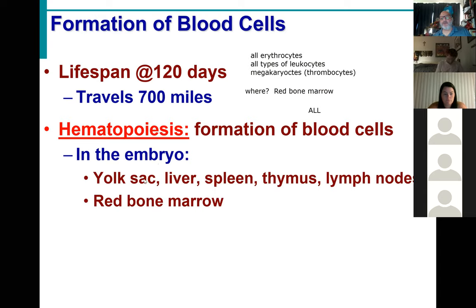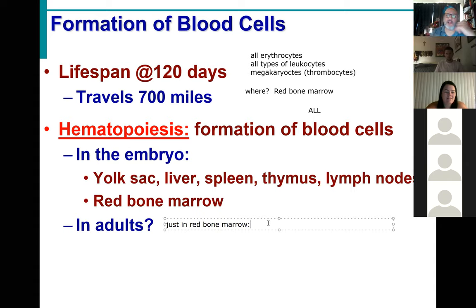In an embryo, bone cells are made, blood cells are made all over the place. The yolk sac, the liver, spleen, thymus, lymph nodes, red bone marrow. But in adults, you guys are absolutely correct. Just in the red bone marrow. And where do we find that red bone marrow? Flat bones. Okay, let's be more specific.